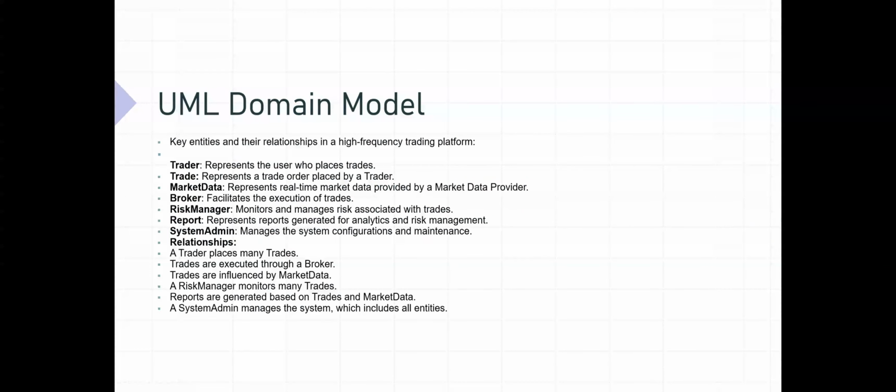So for the UML domain model, I will be having 5 actors, which would be trader, market data provider, broker, risk manager, and system administrator. For the use cases, I will be using execute trade, monitor market data, analyze real time data, manage risks, and generate reports.